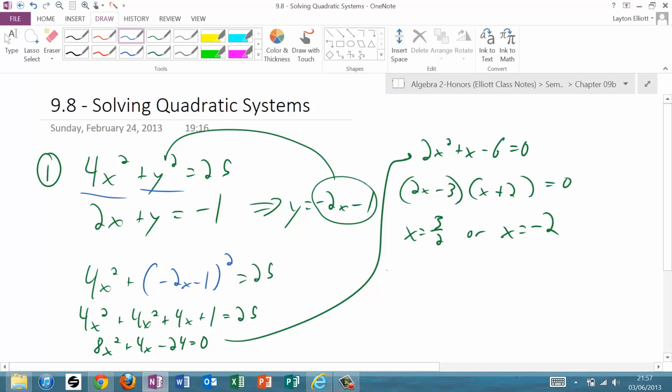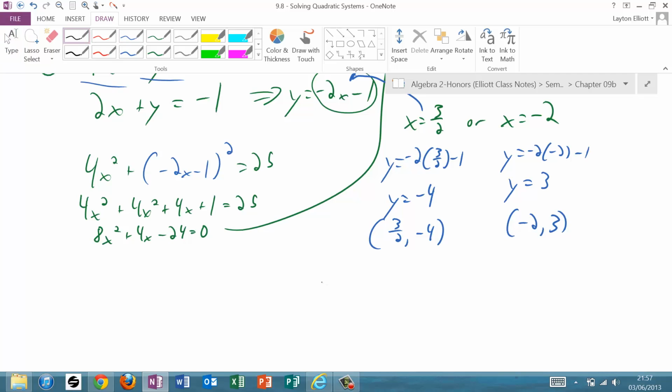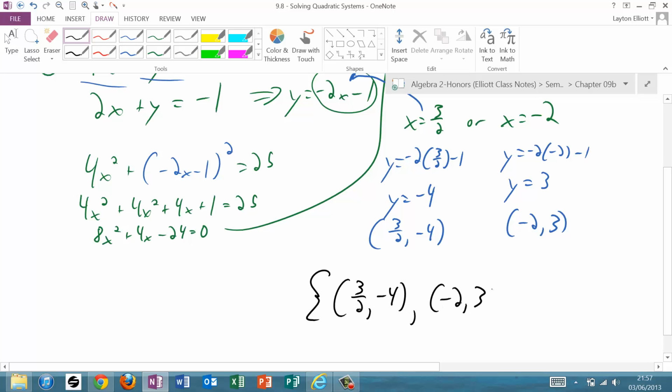Positive 3 halves, I have y is equal to negative 2 times 3 halves minus 1 if I take it and plug it into this equation. This gives me y is equal to negative 4. So one of my ordered pairs is 3 halves comma negative 4. The other one, if I go y is equal to negative 2 times negative 2 minus 1, is y is equal to 4 minus 1, which is 3. So my other ordered pair is negative 2 comma 3. So if I put this in set notation, I'm actually going to have a set of two ordered pairs: 3 halves comma negative 4, and then negative 2, 3.